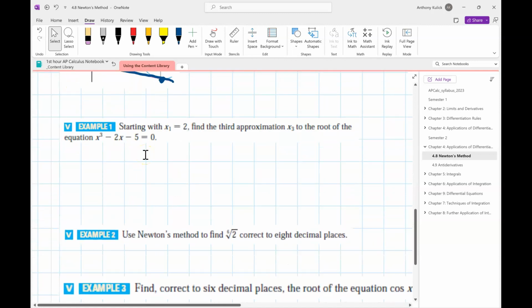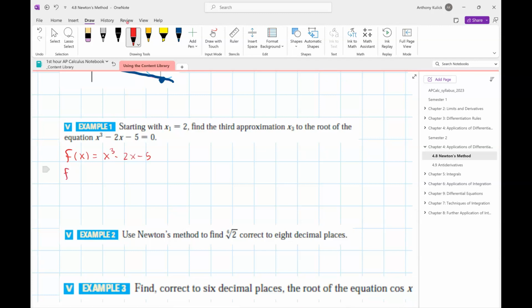So let's do this as an example. Let's do this by hand first. The two things I need to do this are my f of x and my f prime of x. Quick, what's the derivative? 3x squared minus 2.